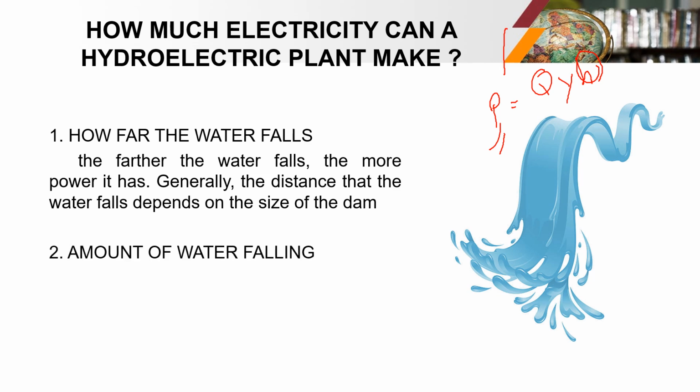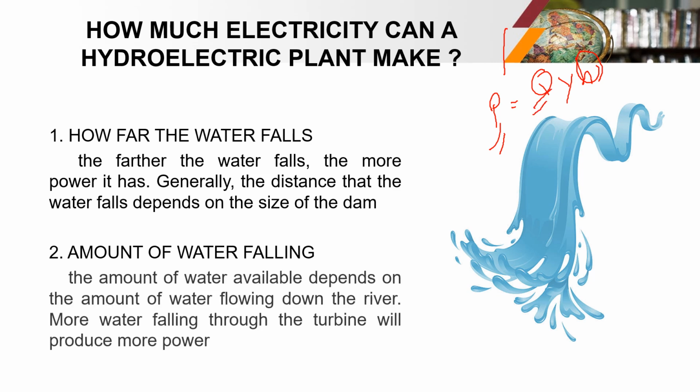Next is the amount of water falling. Alin ba yung amount ng water falling? So that is the volume flow rate. Okay, the amount, the volume. Okay, the amount of water available depends on the amount of water flowing down the river. More water flowing through the turbine will produce more power. Of course, this Q is directly proportional to our power. That's why if we have a greater volume flow rate or greater Q, then we have a greater power produced. So, dito sa dalawang to, nagdedepende kung gaano karaming electricity, how much electricity are we going to make in a certain hydroelectric power plant.